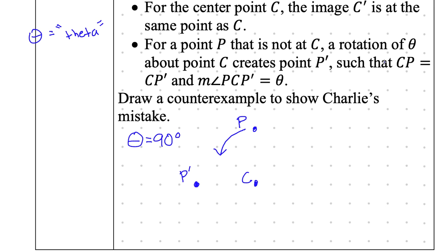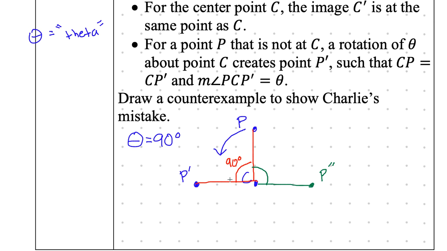If I do a quick sketch of the line, you're always drawing a line from P to C and P prime to C, and I'm going to measure that angle. This angle right here should measure 90 degrees. Here's the counterexample. What if I draw another point over here? I'll call that P prime prime. This angle right here also measures 90 degrees. But you're saying, wait, Mr. Snell, that's negative 90 degrees. No, look at the definition.